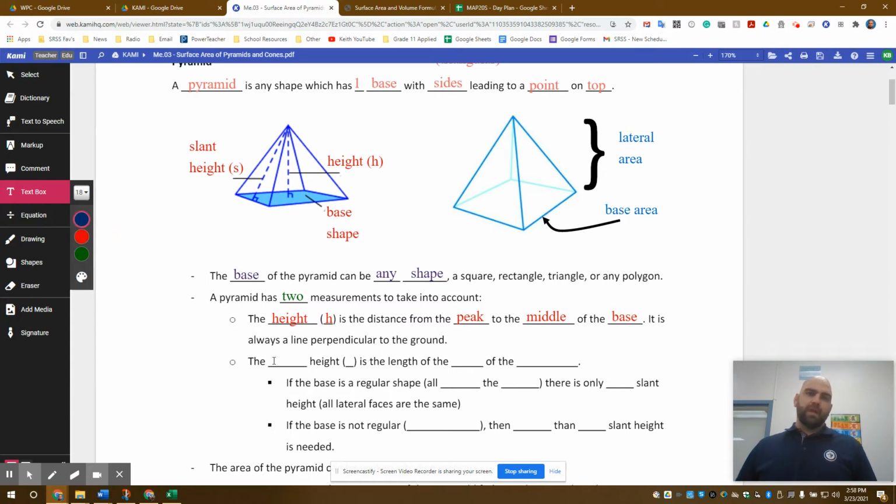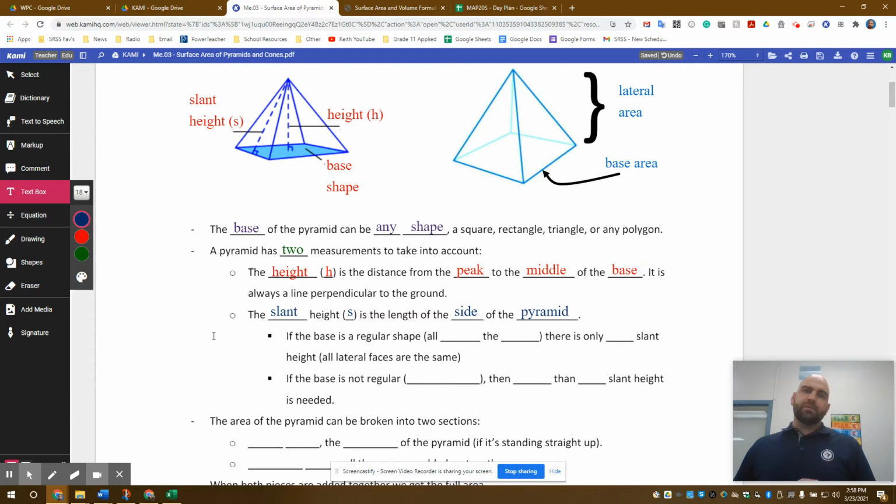The other measurement to take into account is our slant height. And this is the length of the side of the pyramid. As we mentioned here, it's from the peak to the middle of one of the sides of the base. Now, if the base is a regular shape, all sides are the same.